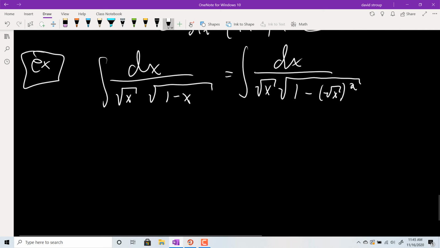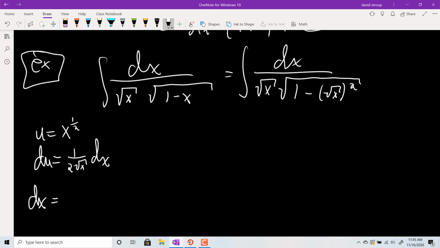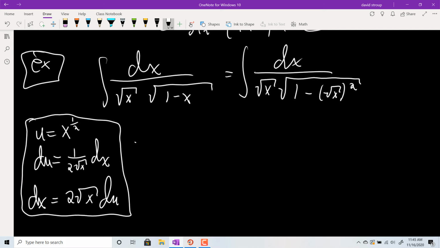Okay, so I'll let that be my u. So u is x to the 1/2. du will be 1 all over 2 root x dx, and then solving for dx, you get 2 square root x du. Okay. And then you'll see a nice cancellation. So this will be the integral of, instead of dx, we have 2 square root x du.